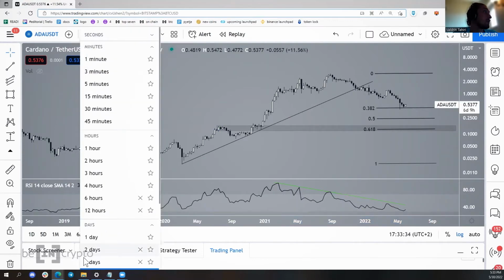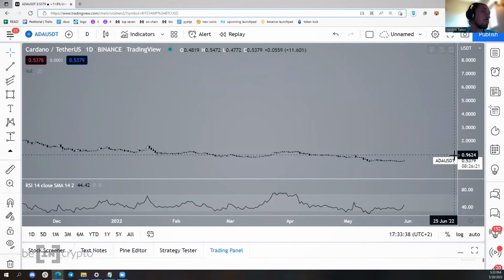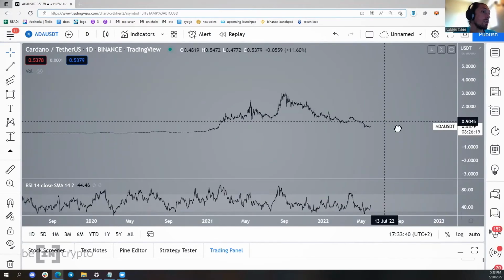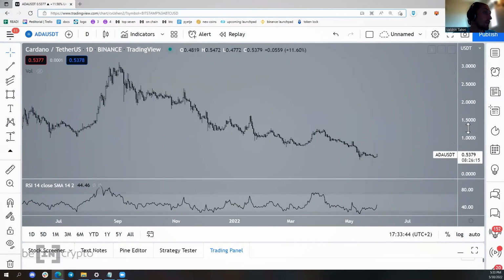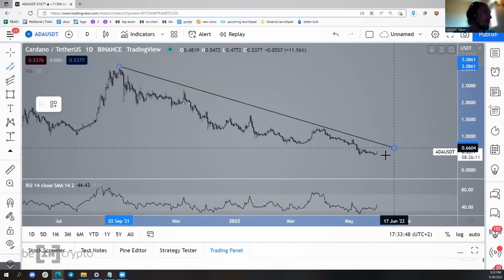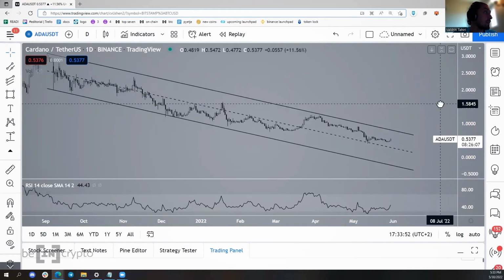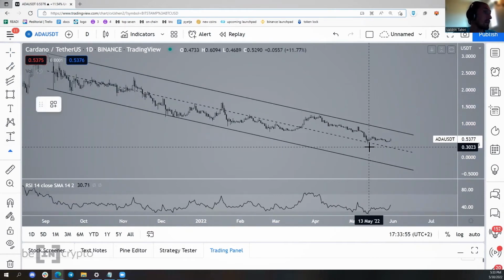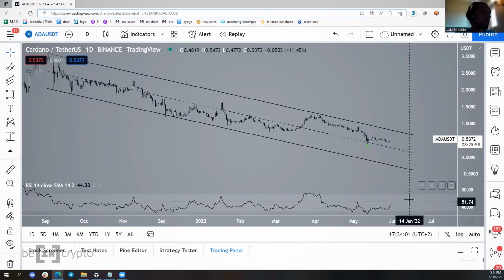And yeah, okay, so now let's move to the daily time frame. I'll just clean the chart up here. So what we can see at the daily time frame is that since the all-time high, ADA has been trading inside this descending parallel channel, and this May 12th low here validated the middle of the channel as support.